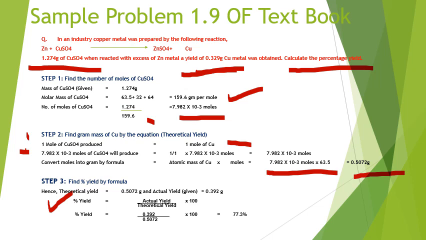The actual is given above, that is 0.329. You can see it is less than that of this theoretical yield. Now apply it in the formula, you will get your answer, that is 77.3% only.